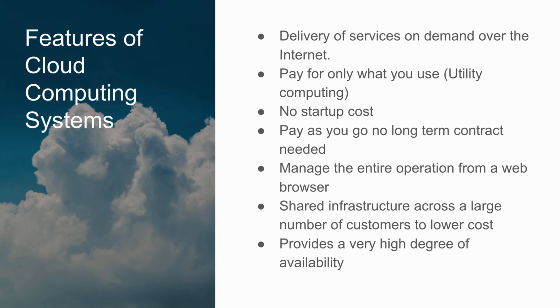In the shared infrastructure, we talked about in the last slide that this lowers the cost because there's a number of customers that data center cost is spread across, and it provides a slice of that data center cost that you are helping to lower the cost for all the rest of the customers. And it also provides a very high degree of availability. These data centers that are operated by Amazon and Microsoft and Google provide incredibly high degrees of availability as well as failover to other data centers that they own in case of a problem.